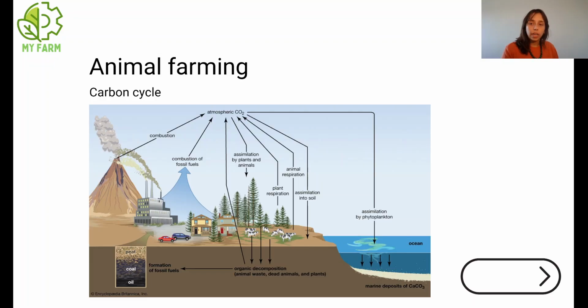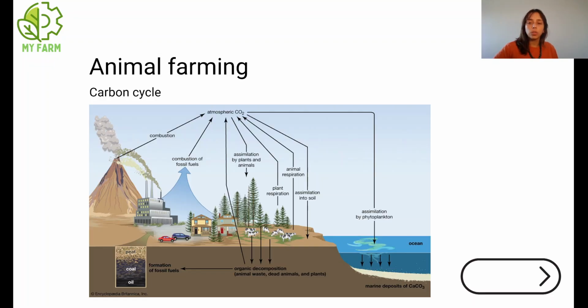When we talk about nutrient recycling, it's important to be aware of the carbon cycle. This is the natural process by which carbon atoms are exchanged between the atmosphere, oceans, land, and living organisms. It involves several key processes. Plants absorb atmospheric carbon dioxide through photosynthesis, which then moves to animals when they eat plants. Both plants and animals release carbon dioxide back into the atmosphere through respiration. When organisms die, decomposers return carbon to the soil.